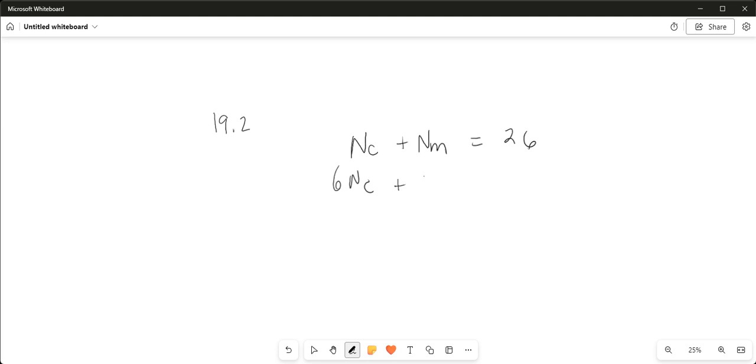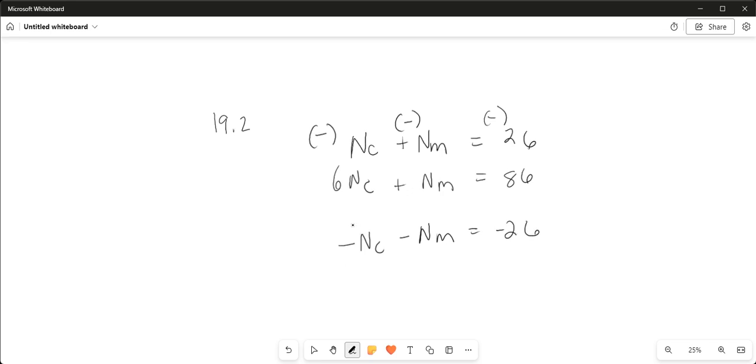So I'm just going to say NM because that means 1. All right, and then there's a total of 86 pence. Okay, we can solve this by substitution again, but the book solves it by elimination, so we're going to do that instead. So I am just going to multiply this first equation by negative, which gives me a negative NC minus NM equals a negative 26.